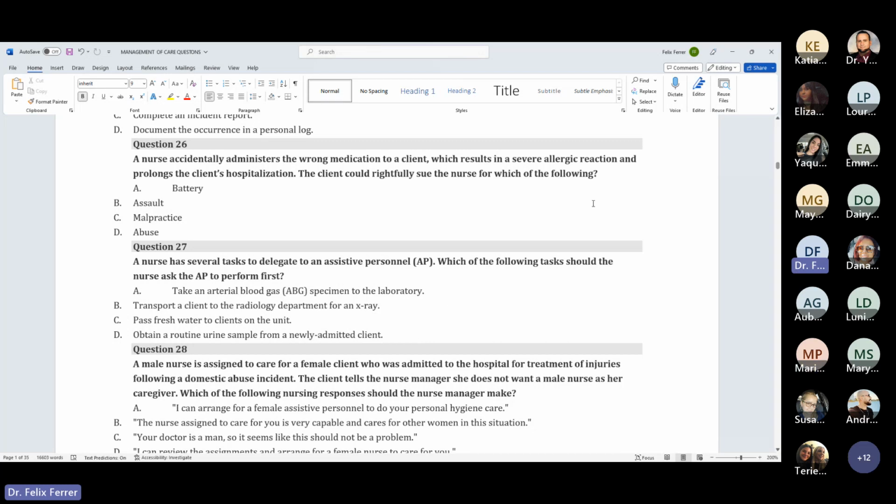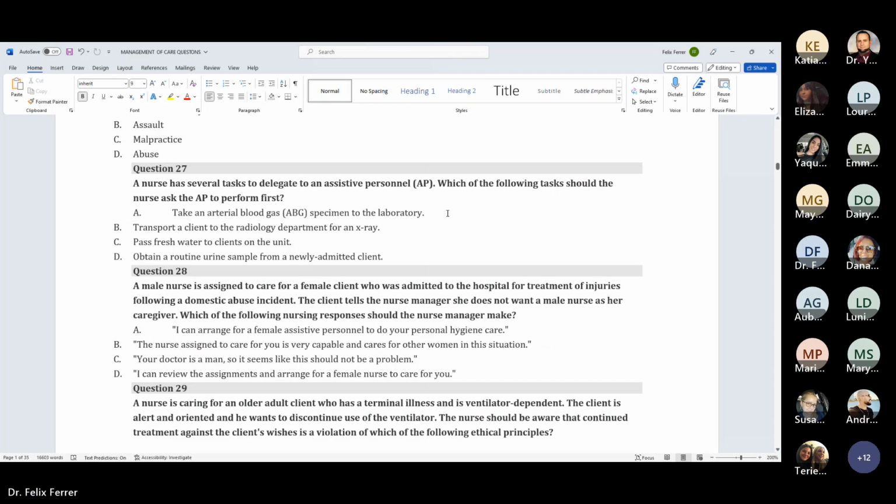Yes, the nurse actually made a mistake. And it has to be a task to delegate to an assistant person. Which of the following tasks should the nurse ask the AP to perform first?